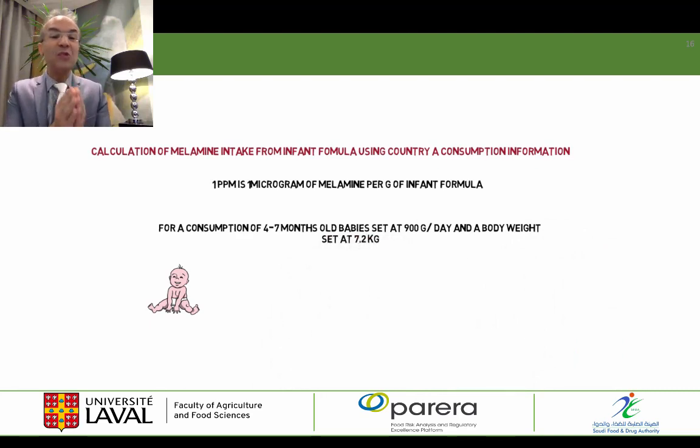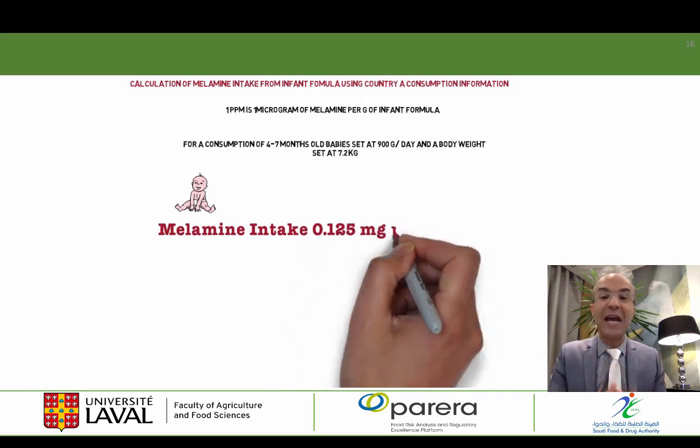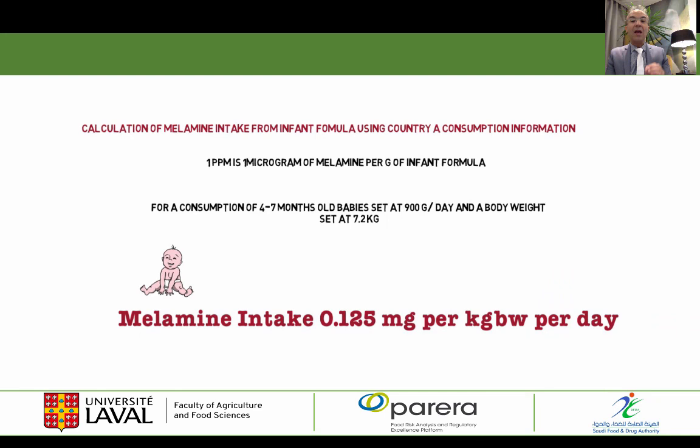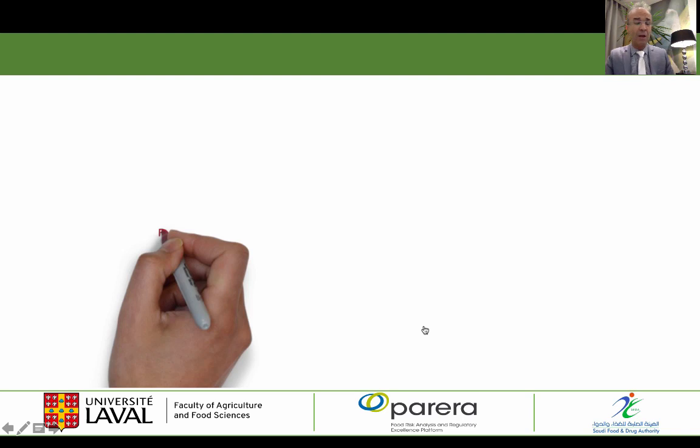And for those 4 to 7 months old babies, if we have consumption data that is using 900 grams per day, essentially this is the amount that the consumption information and the consumption survey gave us, and if we have a body weight of 7.2, how much of an intake of melamine would we have with this hypothetical level of 1 ppm? The calculation led to 0.125, essentially, milligram per kilogram body weight per day.